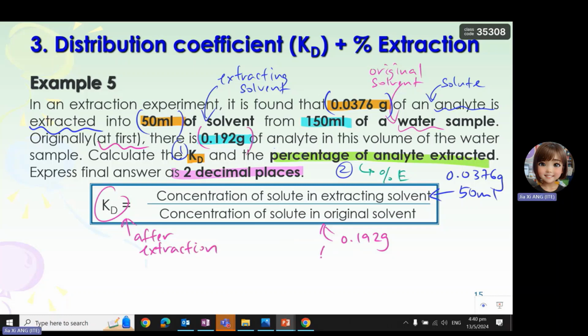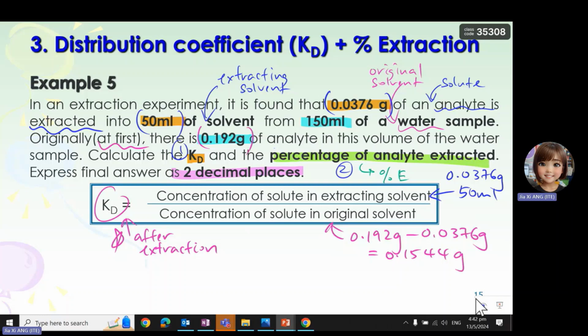This value of analyte is for before extraction. Remember the previous question about the iodine? Meaning to find the concentration of solute after extraction, you need to minus. Take 0.192 gram minus 0.0376. So the total amount of solute minus what is being extracted gives the value which is left in the solution after extraction.